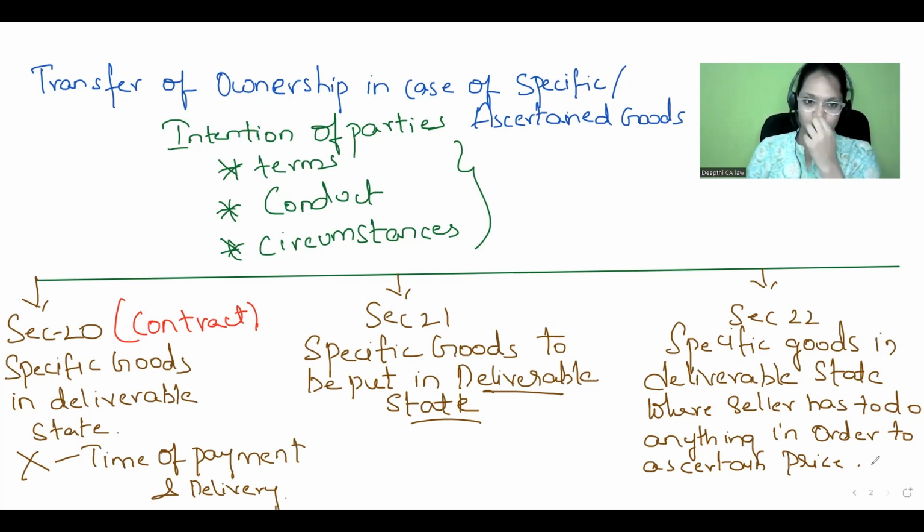So these three things you have to remember for transfer of ownership in case of specific or ascertained goods. I hope this is clear, right? And next we will talk about transfer of ownership in case of unascertained goods.